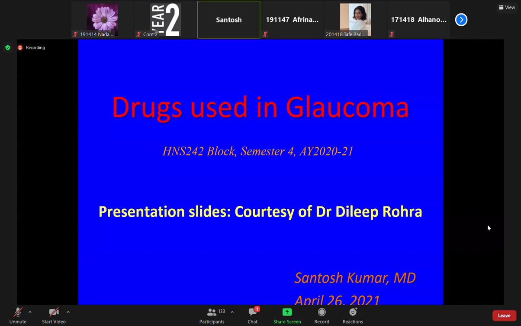Okay, so let's start. Today we are going to talk about drugs used in the treatment of glaucoma. These slides are taken from and slightly updated from Dr. Dilip's presentation given last year with his kind permission. So it's almost the same slides with slight updates.